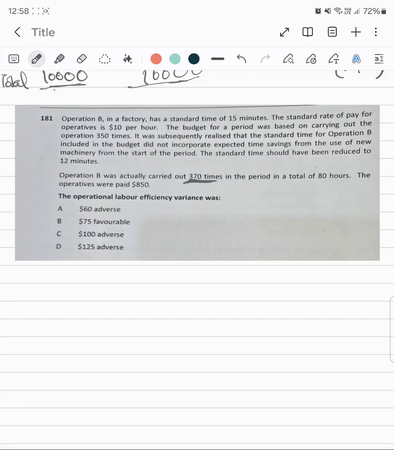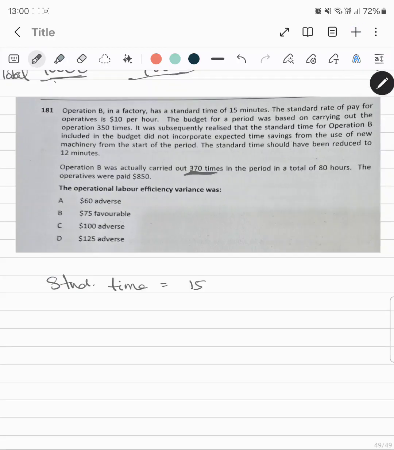So when I talk about labor efficiency variance, this is not planning labor efficiency variance. Okay, this is operational labor efficiency variance. So my actual output is 370 times. So how many hours should actually have been taken? It is 15 minutes. So I convert this. So the standard labor time should be 15 upon 60. I'll write it like this only. I'll convert it into hours.